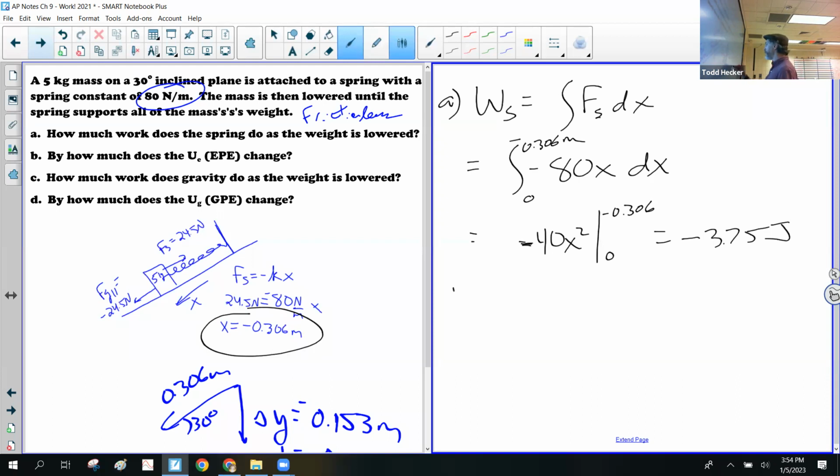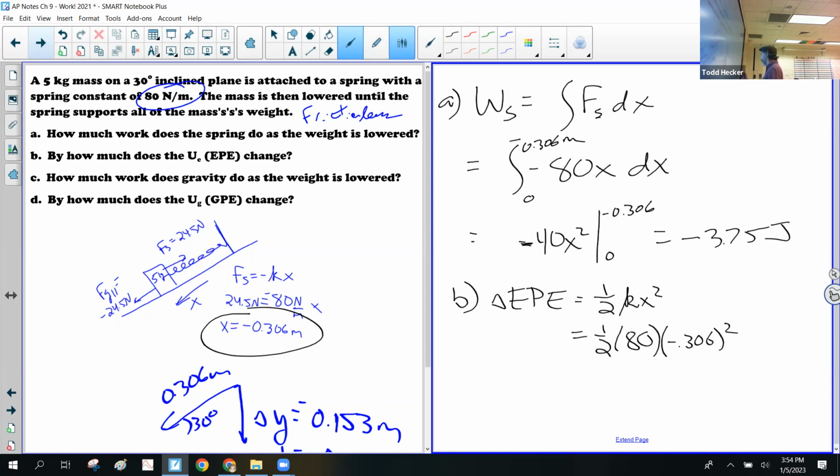Part B, by how much does the elastic potential energy change? Well, the starting elastic potential energy is 0 because the spring wasn't stretched. But then as the weight stretches it, we gain elastic potential energy. So our change in EPE is 1/2 kx squared. That's 1/2 times 80 times negative 0.306 squared, and it gives you positive 3.75 joules. And so once again, what we've discovered here is the work done by the spring is equal to the opposite of the change in elastic potential energy. Okay.